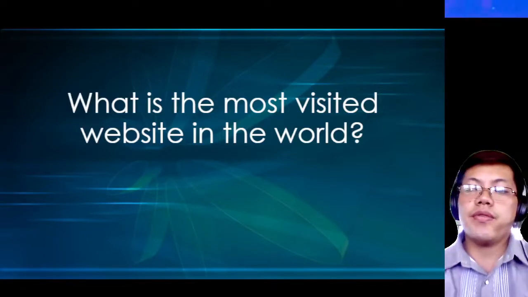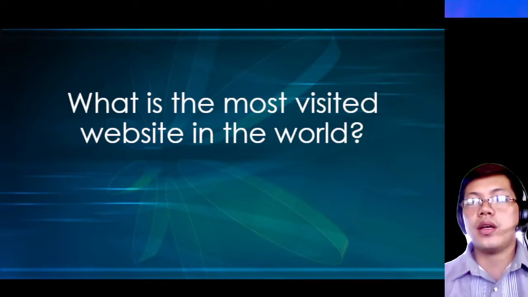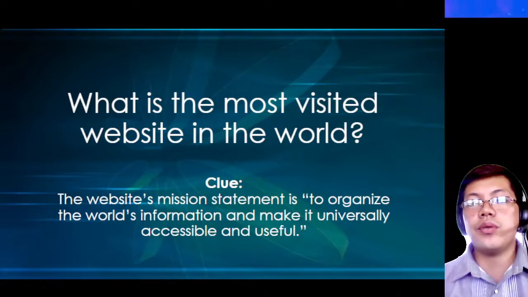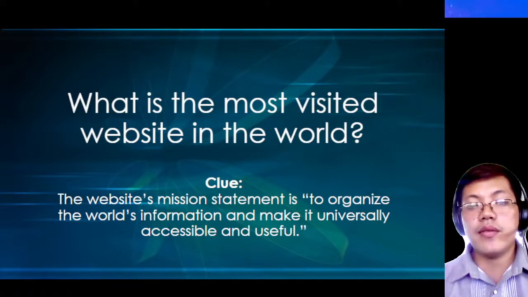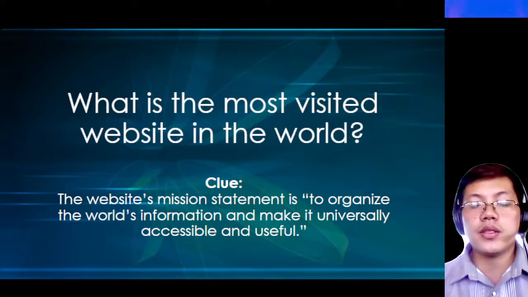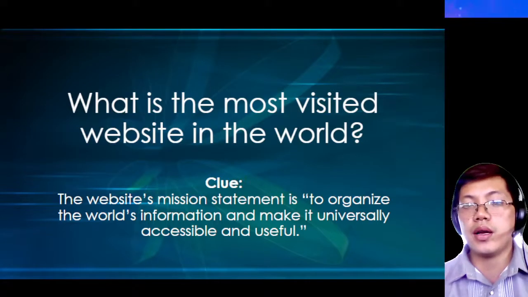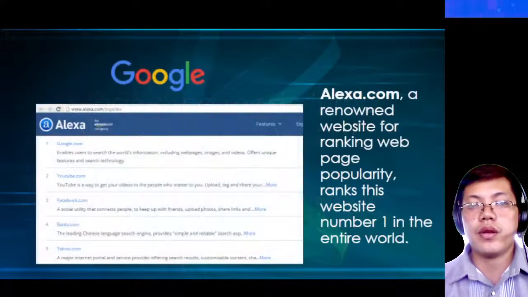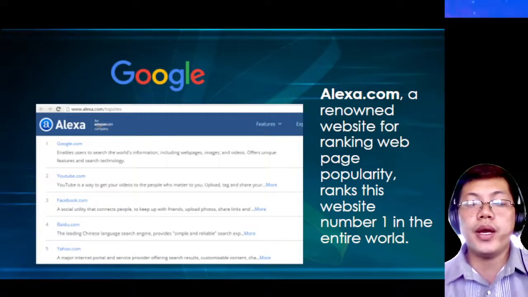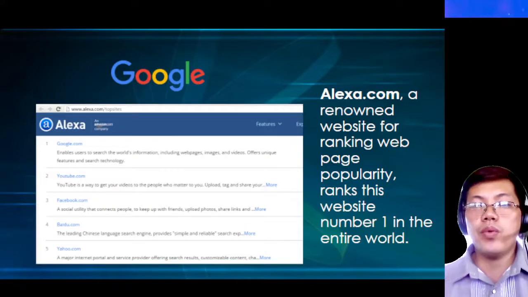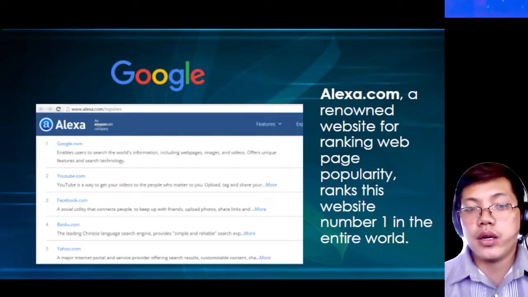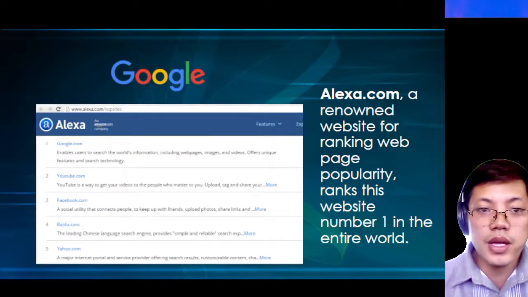One of the most famous websites that we have is Amazon.com, and they have Alexa.com, which allows you to show the most visited websites all around the world. The website's mission statement is to organize the world's information and make it universally accessible and useful. Alexa.com, a renowned website for ranking web page popularity, ranks this website number one in the entire world. So the answer basically is Google.com, followed by YouTube.com and Facebook.com.